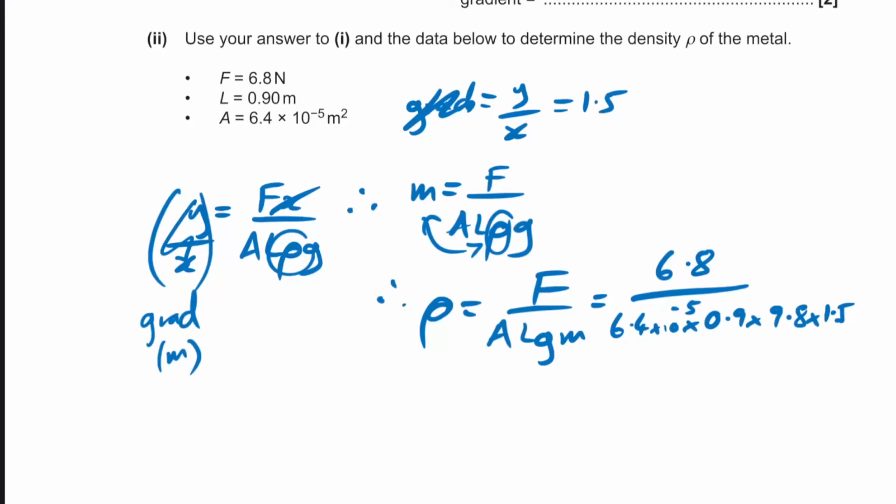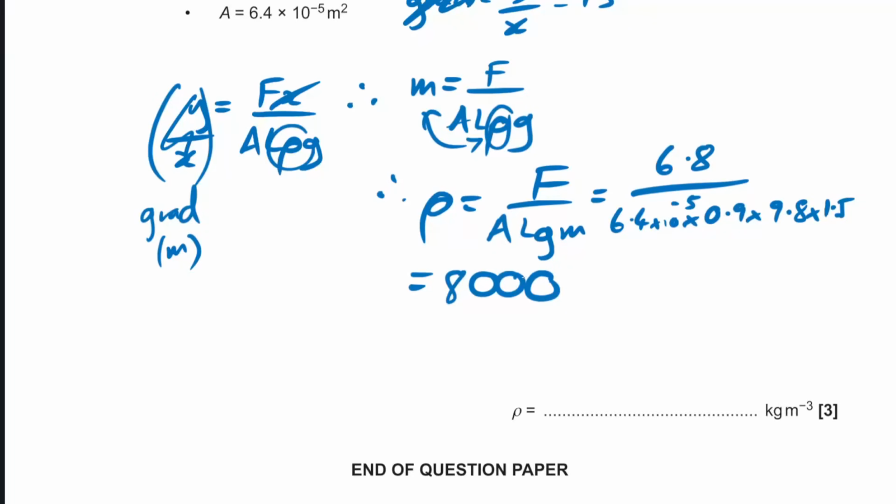So 6.8 divided by 6.4 times 10 to the minus 5, 0.9, 9.8, 1.5, and we end up with 8,000. Yeah, 2 sig figs, 8,000 kilograms per meter cubed, 8,030 to be precise. But let's just put it in standard form. Happy days. There we go.